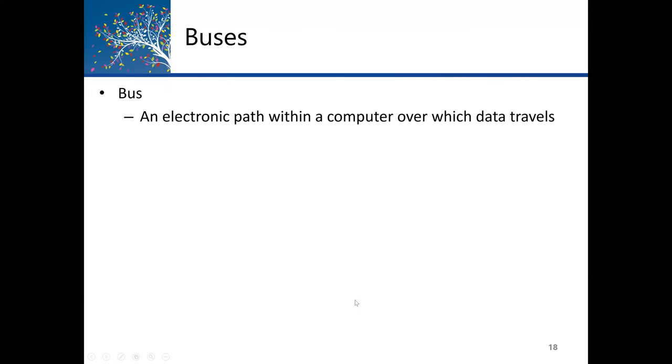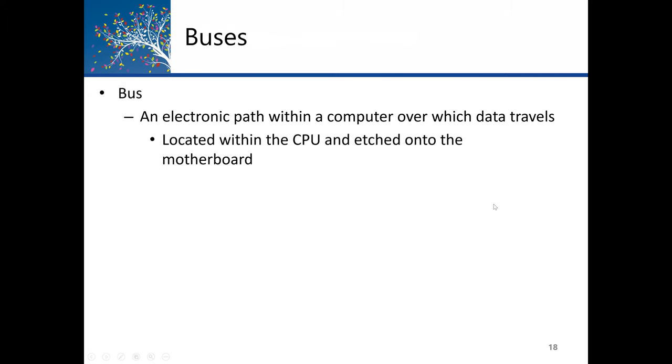Next, we talk about buses. A bus is a special connection, or I'll use the term a conductor, that allows data to flow from one position to another, or from one element to another. For example, between memory and CPU, there must be a bus connected. So the main definition is it's an electronic path within a computer over which data travels, located within the CPU and etched onto the motherboard.